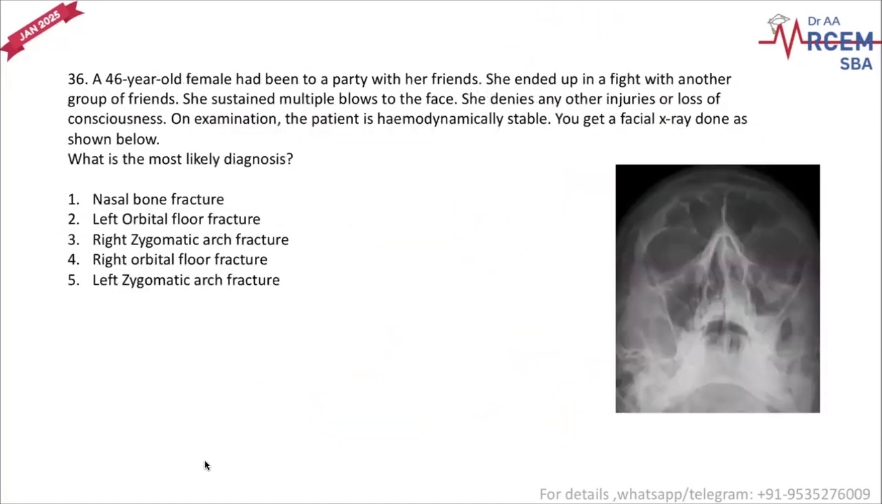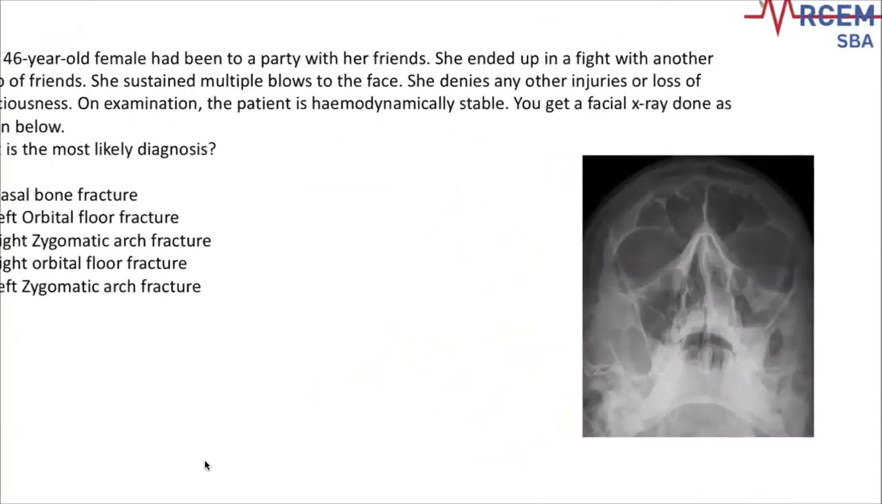A 46 year old female had been to a party with her friends. She ended up in a fight with another group of friends. She sustained multiple blows to the face. She denies any other injuries or loss of consciousness. On examination, the patient is hemodynamically stable. You get a facial X-ray done as shown below. What is the most likely diagnosis?